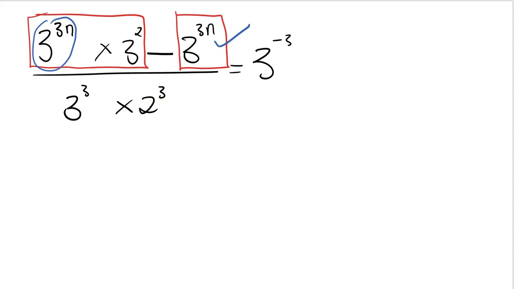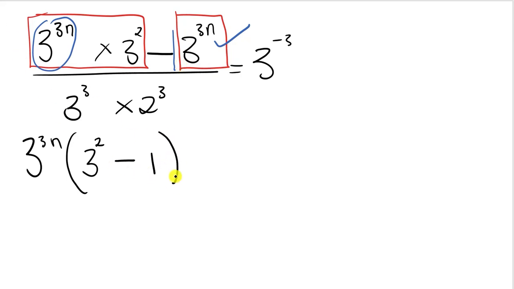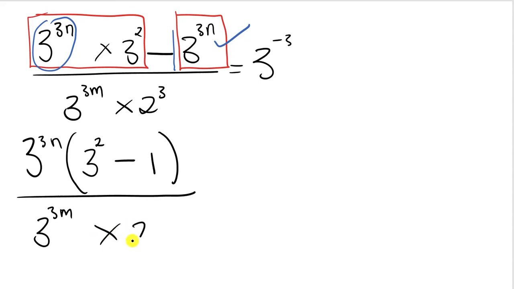In that case, we are going to have our 3 exponent 3n. We open brackets. You are going to be left with 3 exponent 2 minus 1, because this particular term here, its coefficient is 1. Okay, so we are going to have this all over 3 exponent 3. Sorry, this side is supposed to be m, so we are going to have our m here times our 2 exponent 3, and this will be equal to 3 exponent negative 3.